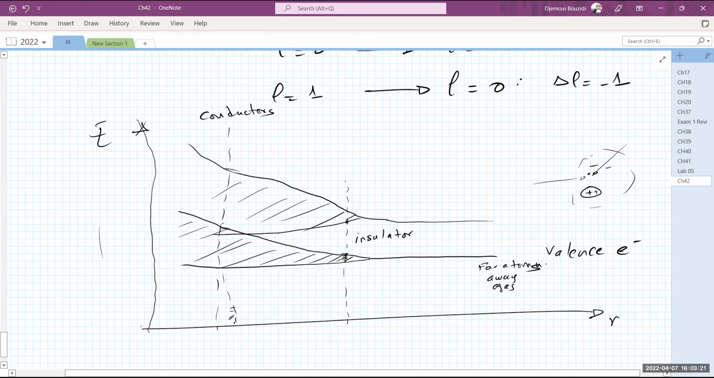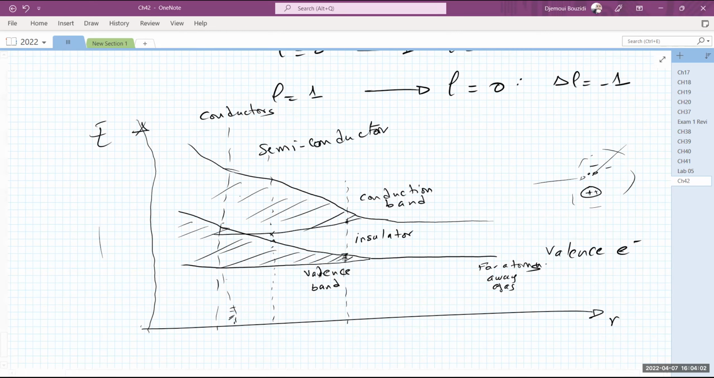This is the case of insulators. There is a class of materials where the gap is not that big between the valence band and the conduction band. This class is called semiconductors. A semiconductor has a small gap between the two. With a little bit of temperature, some electrons will find themselves in the conduction band.